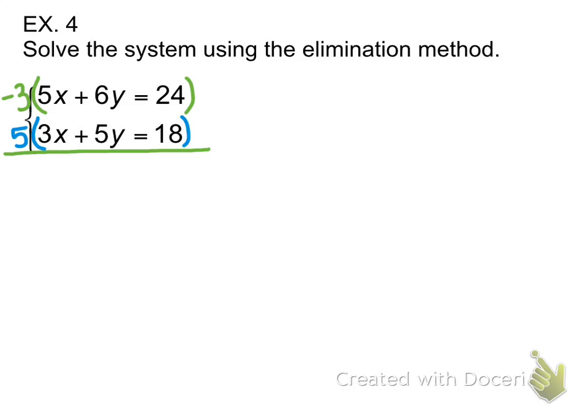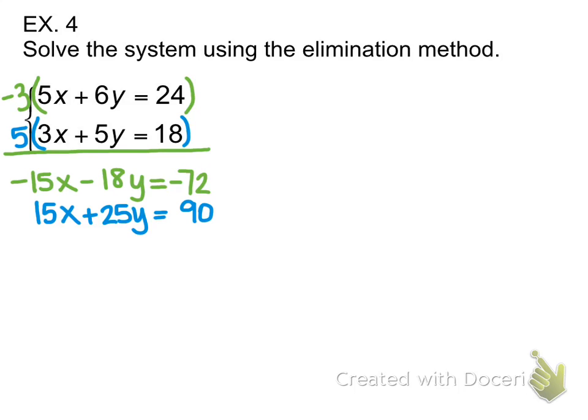I would have a negative 15x on the top and a positive 15x on the bottom. So let's multiply negative 3 times the top equation. That's going to give me negative 15x minus 18y equals negative 72. Now I'm going to multiply 5 times the bottom equation, which will give me 15x plus 25y equals 90.